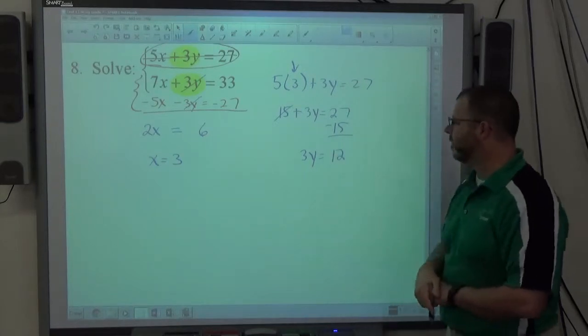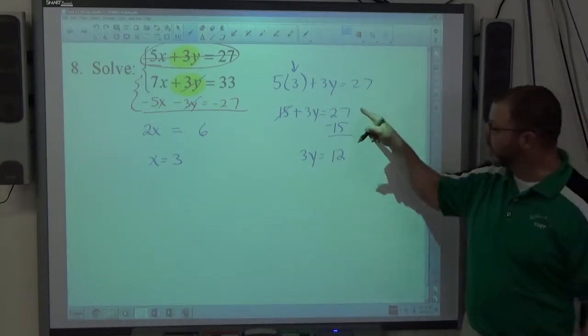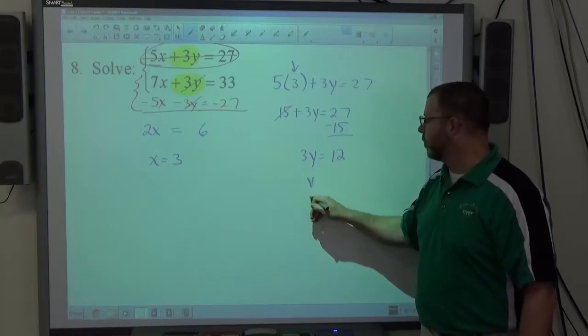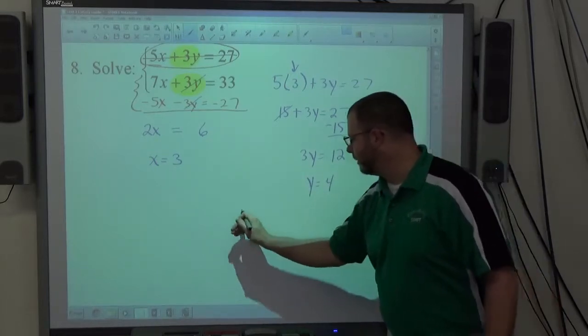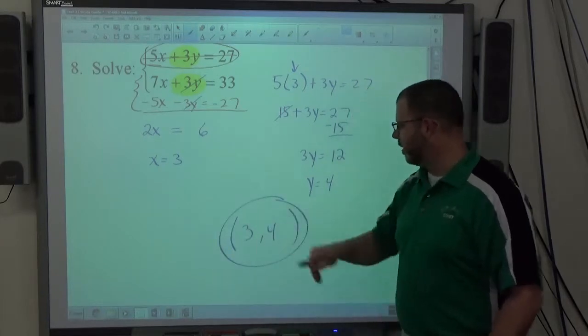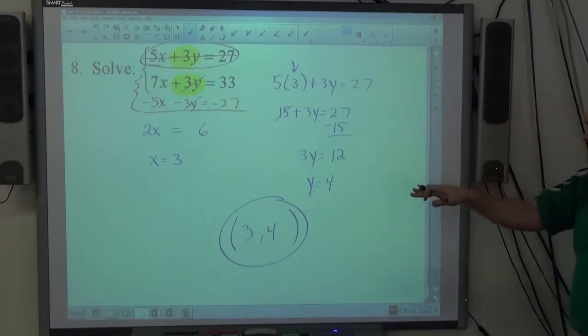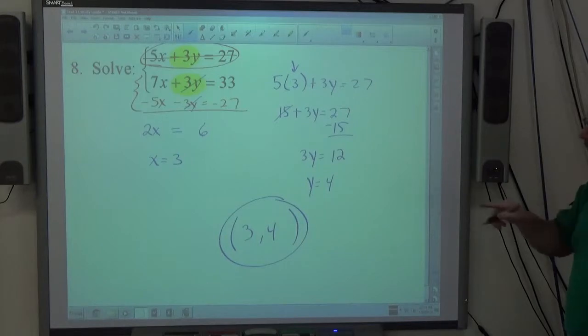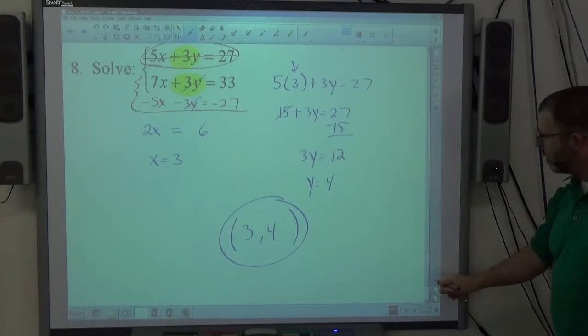Subtraction because the signs are different. Positive because 27 is bigger. Divide both sides by 3, we get y is equal to 4. And just like that, 3 comma 4 is the correct answer. X goes first, y goes second in the ordered pair.